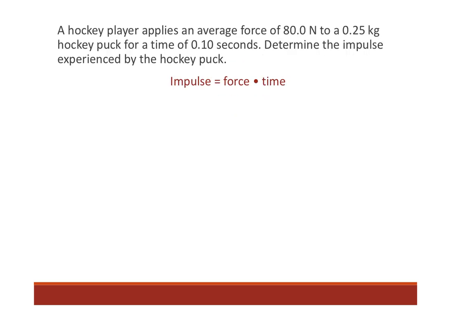And then finally, we have a hockey player who applies an average force of 80 newtons to a 0.25 kilogram hockey puck for a time of 0.1 seconds. Determine the impulse experienced by the hockey puck. Even though you have force and mass and time involved in this particular problem, this is one where you don't really need to think about mass, because the impulse is just going to equal the force times the time. And so our force is 80 and our time is 0.1. So it's going to end up with an impulse of 8 newton-seconds. And of course, it will be in a negative direction to stop the hockey puck.